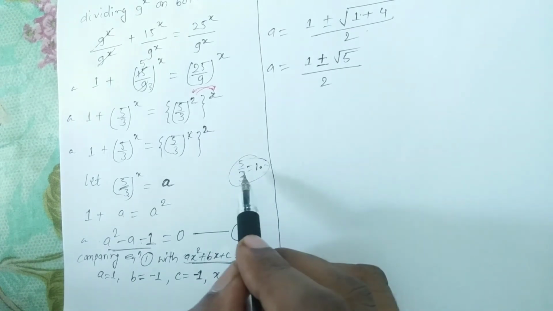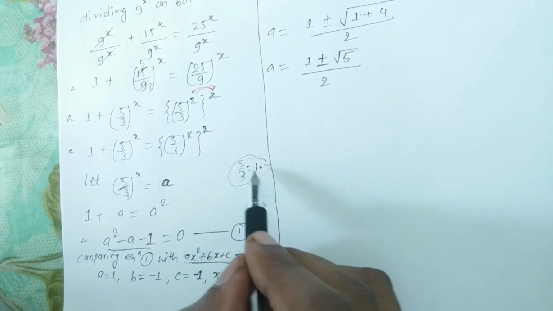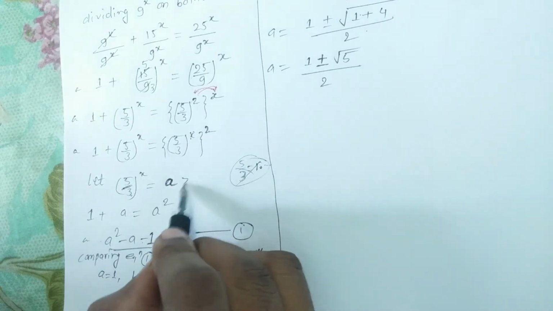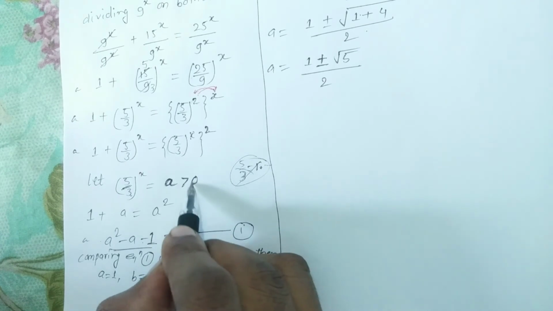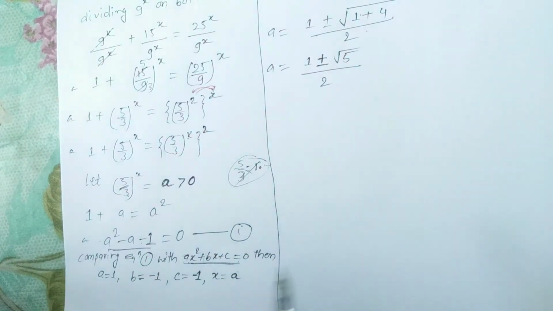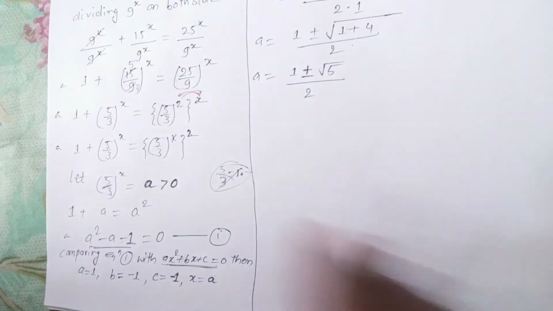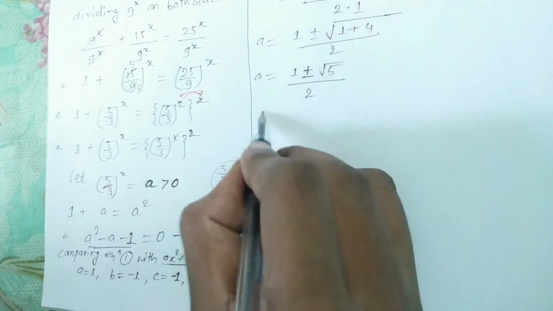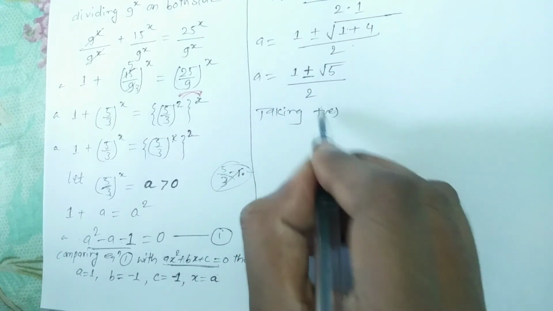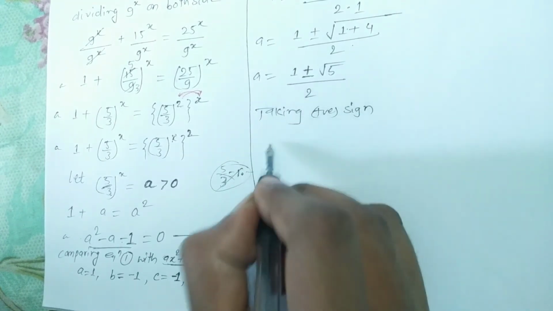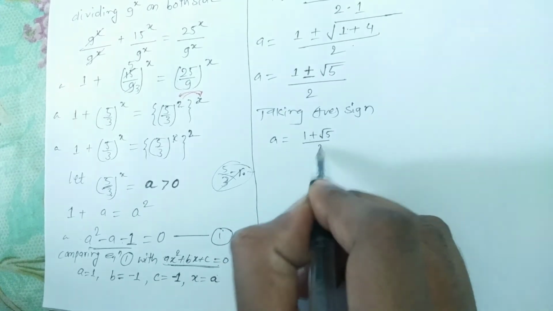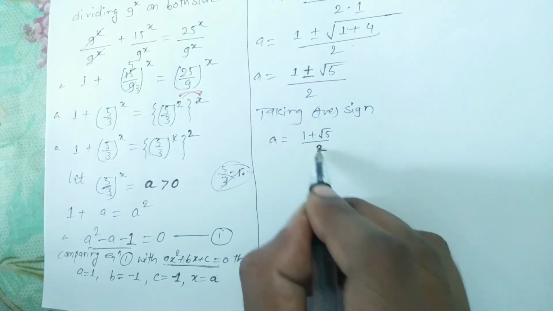So it means the value must be greater than 0. The value should not be less than 0. Yes, a must be greater than 0. So we do not take the negative value here, we will only take the positive value. We will ignore the minus sign and just take the positive sign. If you take the positive sign, then a is equal to 1 plus square root of 5 divided by 2. So this is the value.